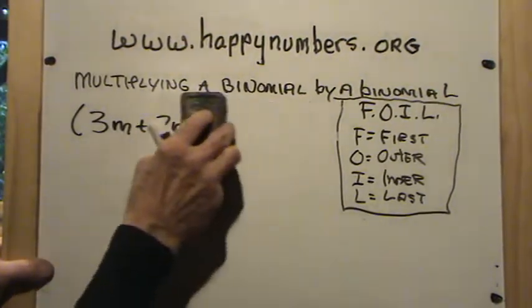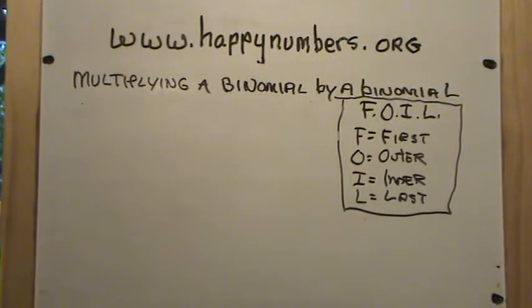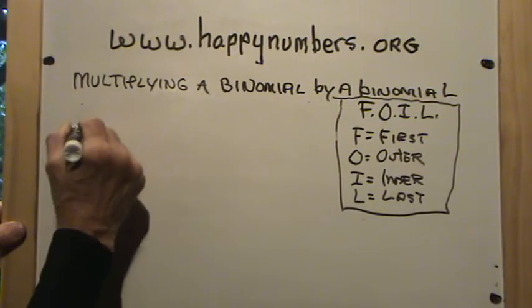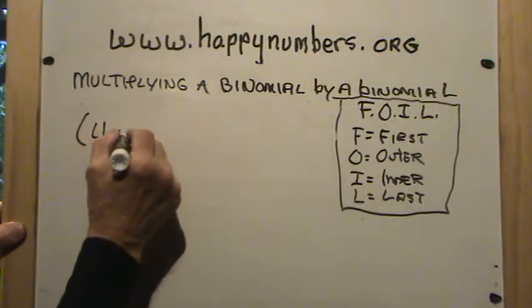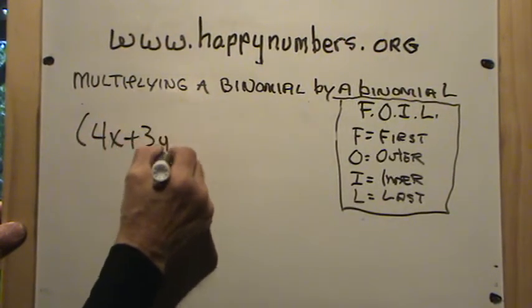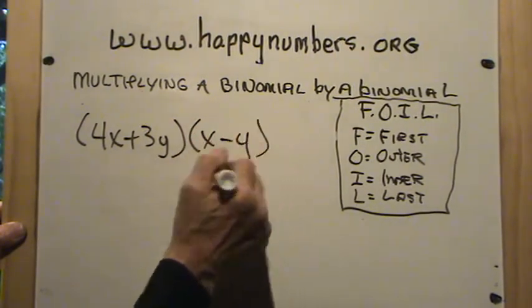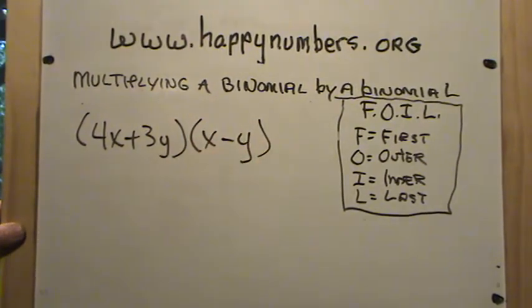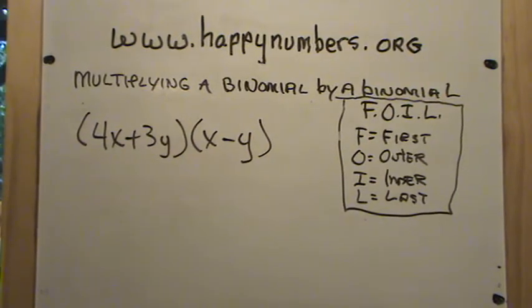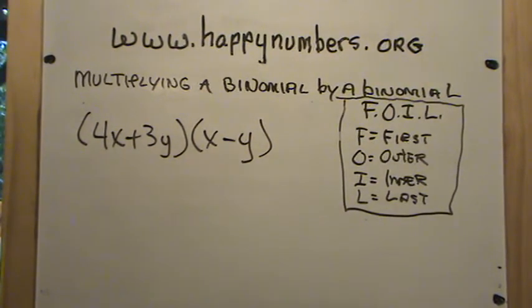So I'm going to put a problem up for you now and ask you to work it. 4x plus 3y times x minus y. Remember, this is 1x and that's negative 1y. Pardon me. Put your DVD on pause and go ahead and work that, and then when you turn it back on, we'll work through the solution.